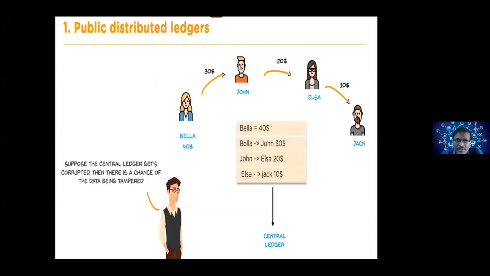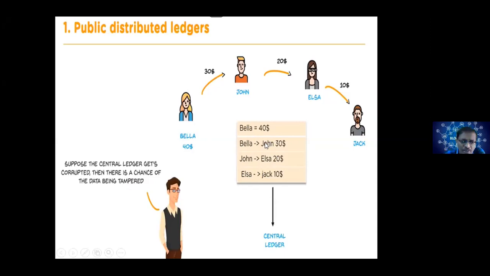and Elsa transfers $10 to Jack. So the entire transaction is: Bella's balance of $40, she transmits $30 to John, John to Elsa $20, Elsa to Jack $10. So this is a ledger, but in this scenario it's a central ledger, a traditional one, wherein we have one server and the central ledger store. This data is stored in that server.